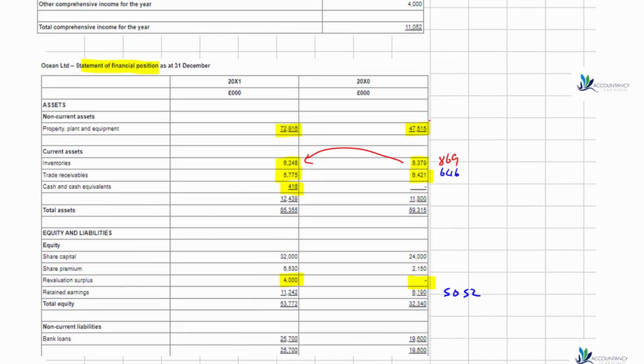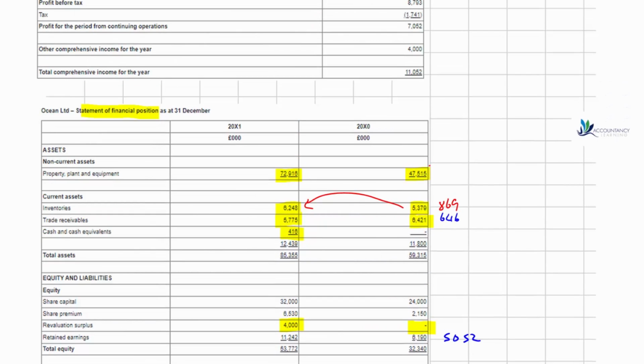Well, that should be how much profit we've made for the year. But we can see that's not the case. Our profit for the period is 7,052. There is a 2,000 difference. So how is it that we made 7,000 of profit, but our retained earnings go up by 5,000? Well, that 2,000 must relate to dividends.